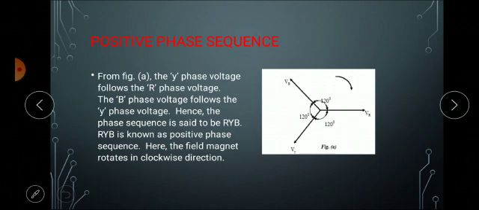There are two types of phase sequence, positive phase sequence and negative phase sequence. The Y phase voltage follows the R phase voltage, the B phase voltage follows the Y phase voltage, hence we say the phase sequence is RYB. The RYB sequence, in the anti-clockwise direction, defines a positive phase sequence.